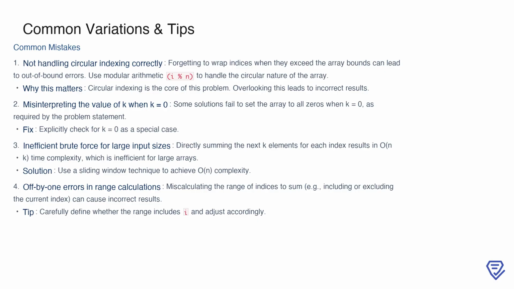Finally, off-by-one errors in range calculations are a frequent pitfall. For example, you might accidentally include or exclude the current index in the summation. To avoid this, clearly define the desired range and adjust your loop or calculations accordingly.